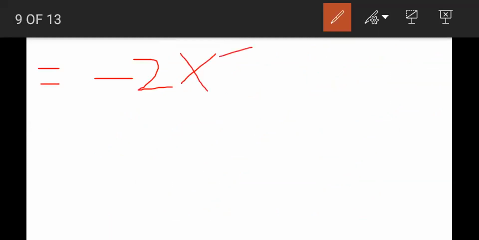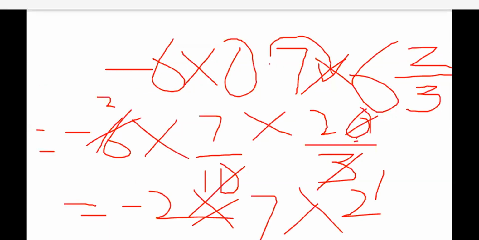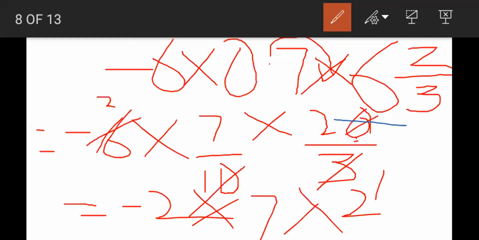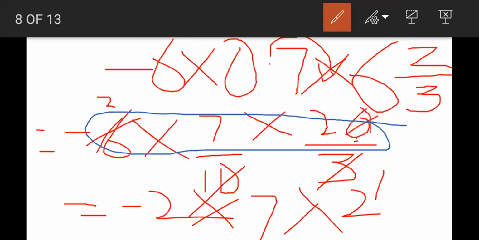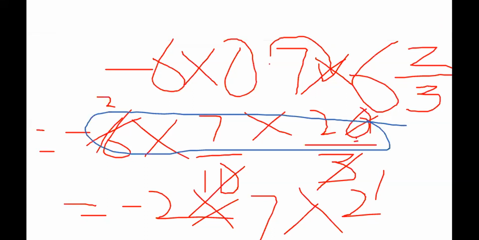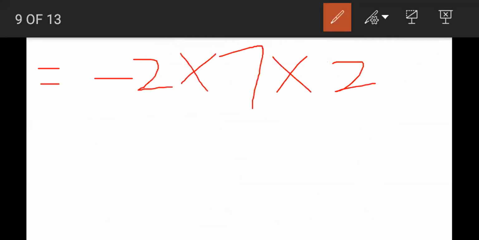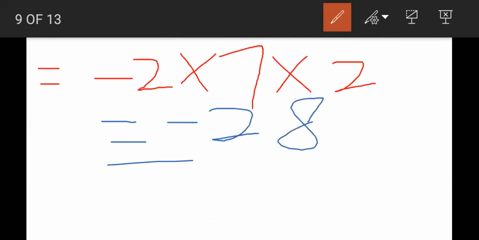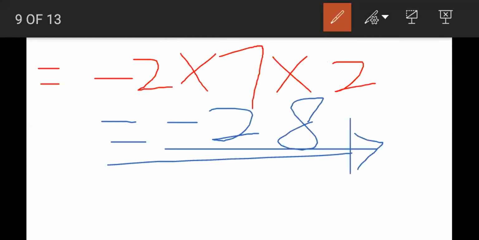We have minus 2, let me write. Minus 2 times 7 times 2. From here, what we have is minus 2 times 7 times 2. Minus 2 times 7 gives us minus 14. Minus 14 times 2 gives us minus 28. That's the answer. Yes, that is the final answer.